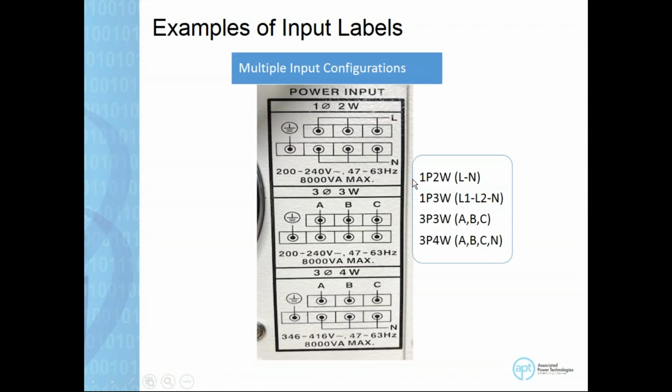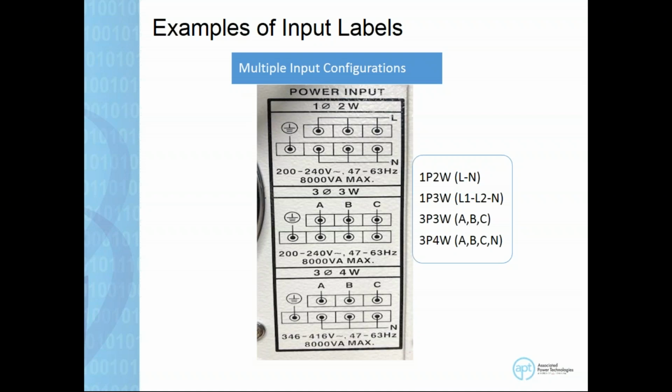Let's take a look at an example input label for a power supply. So this is an input label that comes from one of our power supplies. This power supply is able to take in different kinds of power. You could power it up with a single phase 2-wire, again, line neutral. You could power it up with a single phase 3-wire, line 1, line 2, and a neutral. This also takes a configuration of a 3-phase 3-wire.